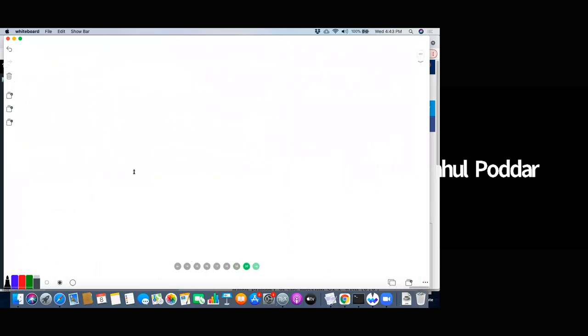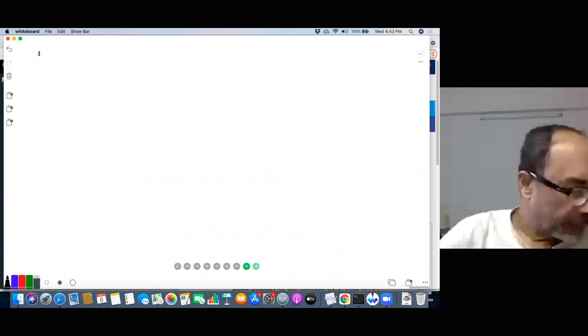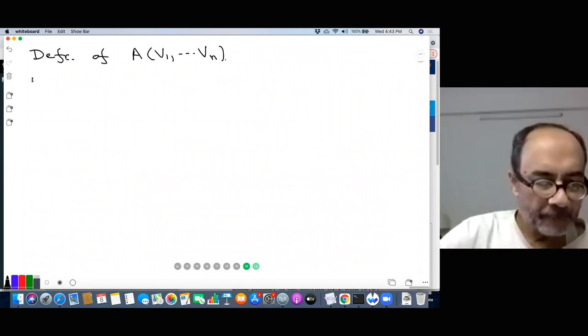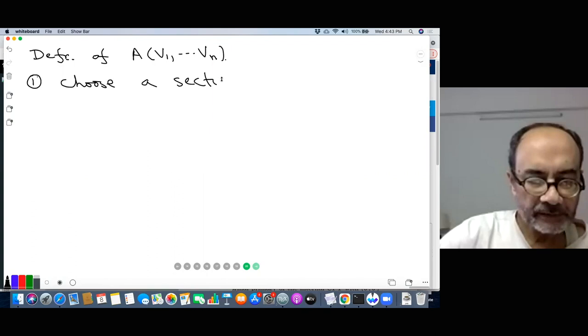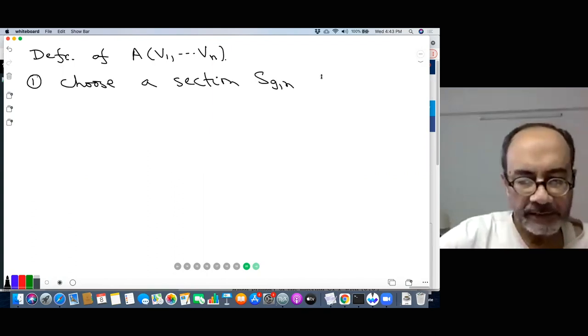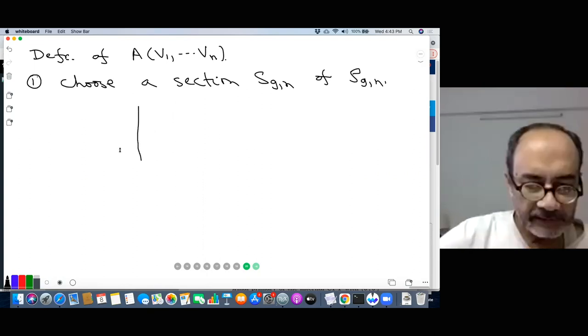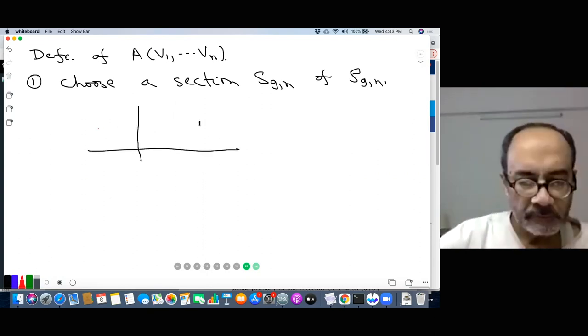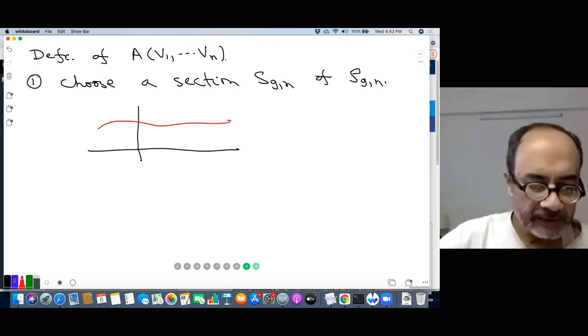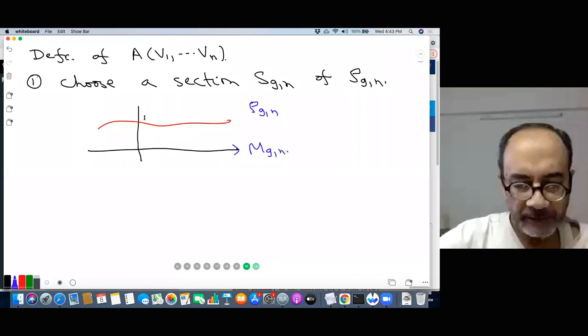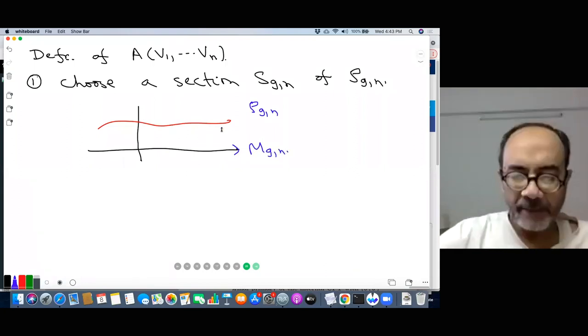Okay, so now we are ready to define the amplitude. So, definition of the amplitude. Step one is to choose a section S_gn of P_gn. Section means that you choose some section. So this was our P_gn, and here is M_gn. The section has the same dimensionality as M_gn, that's 6g minus 6 plus 2n.